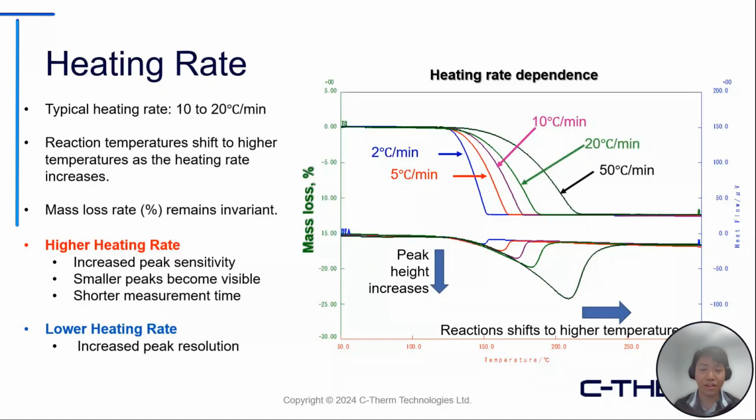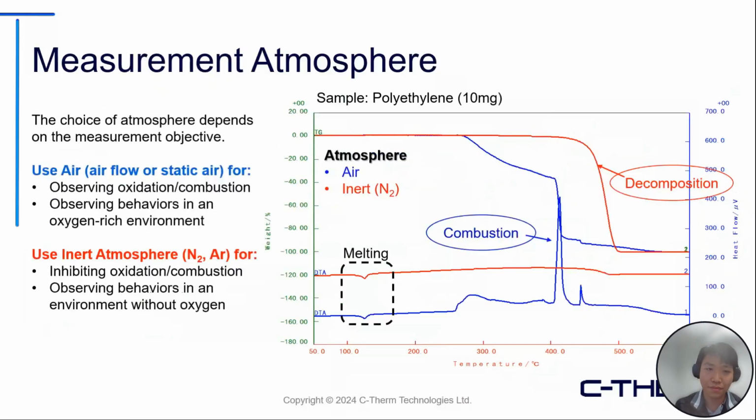The advantage of using a higher heating rate is increased peak sensitivity, so you would be able to see more minute thermal responses. And the measurement time will become shorter because the target temperature would be reached in a shorter amount of time. Similarly, if you'd like to increase the peak resolution, using a lower heating rate might be more optimal.